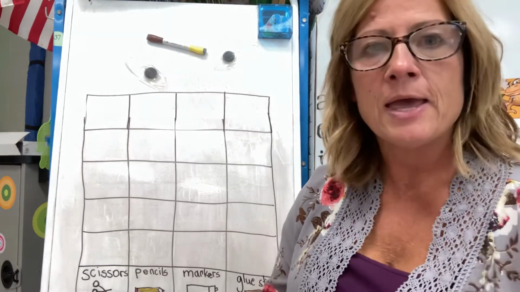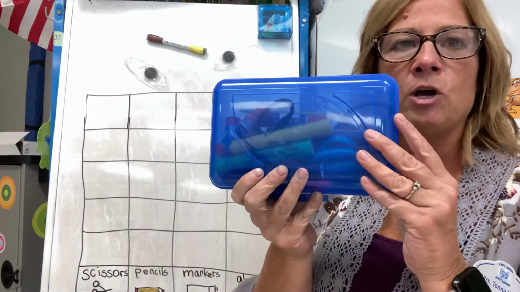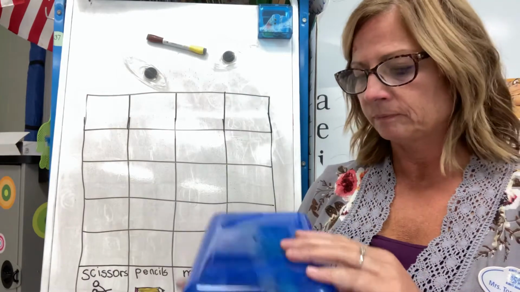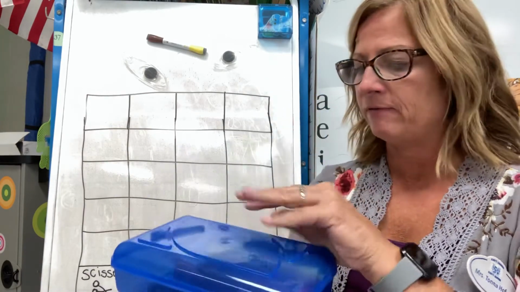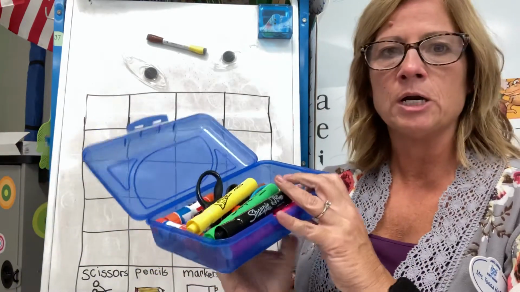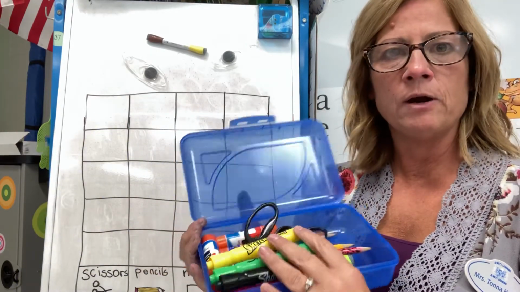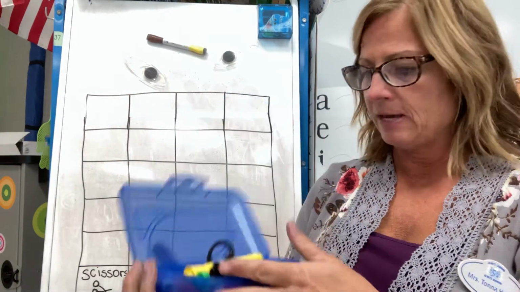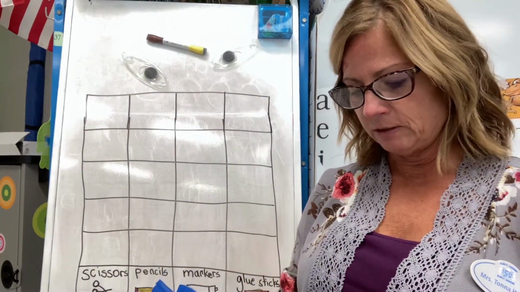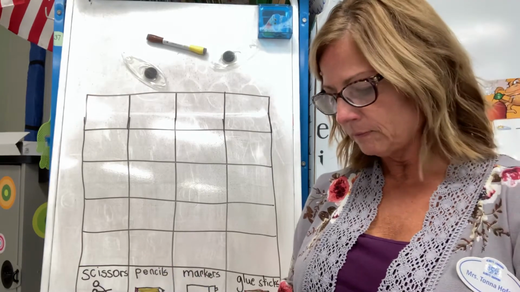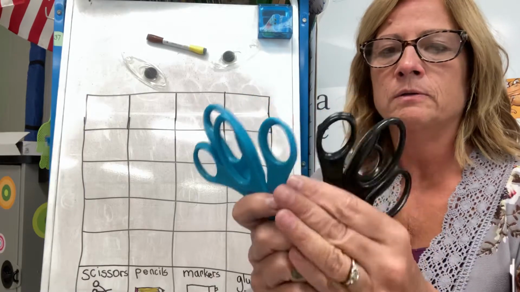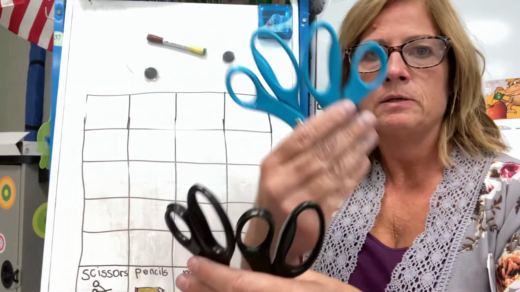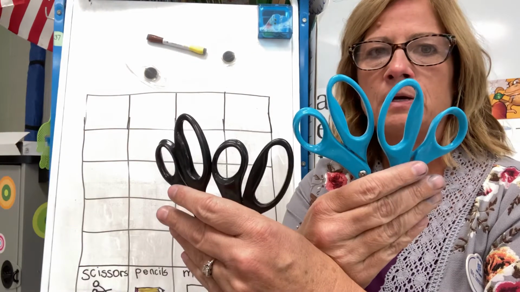So I have a box of supplies, and I have all kinds of things in here. So one of the first things I'm going to need to do is sort my items, because I have scissors and markers and glue, and it would be really hard for you to count them all like that. Okay, so we're going to start with scissors, and I'm going to hold up the scissors for you. Okay, you see them? All right, if you could count them.